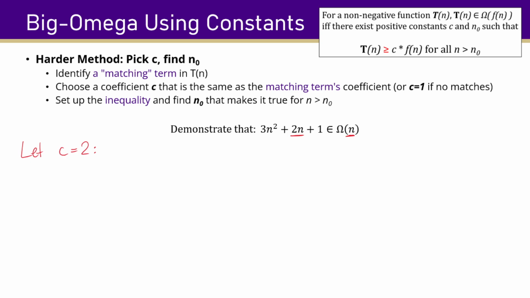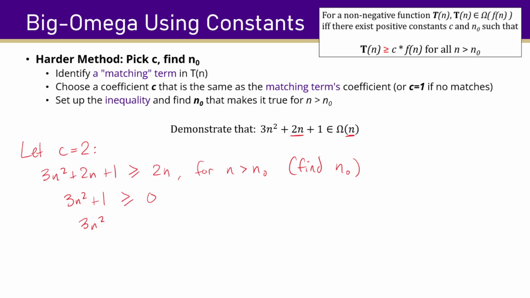All right, so now we've got to set up that inequality. So 3n squared plus 2n plus 1 is greater than or equal to c times f of n. And this is true for all n greater than n naught, and our goal is to find n naught where this is going to be true. So if you can see, because we picked that same coefficient, we're able to subtract 2n from both sides and effectively cancel out that entire term, right? We chose wisely. So we can go ahead and work through this like so.